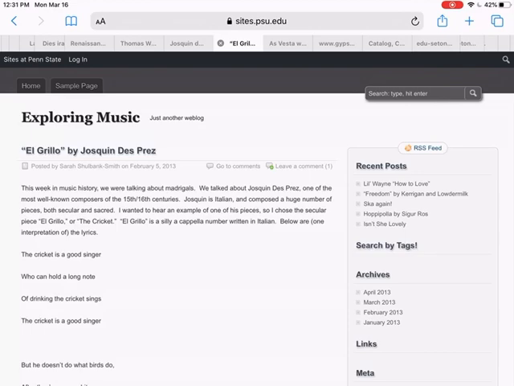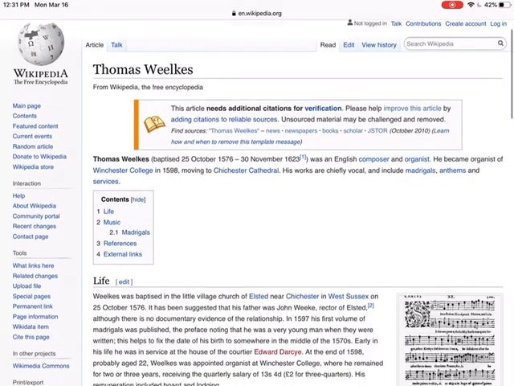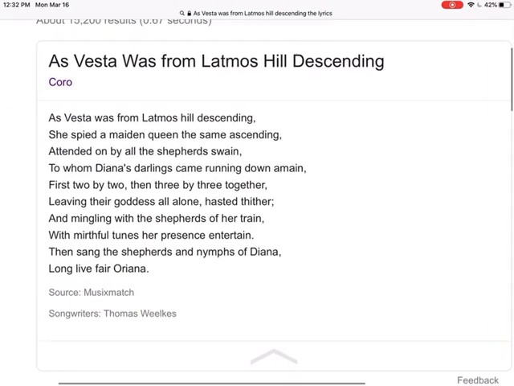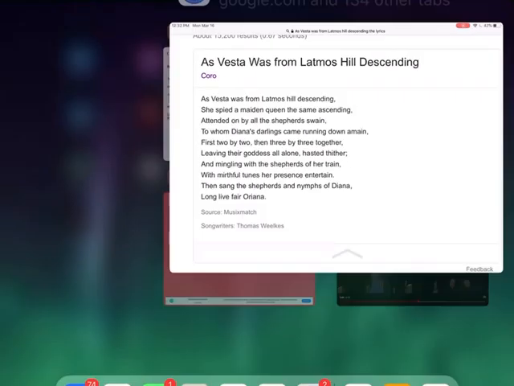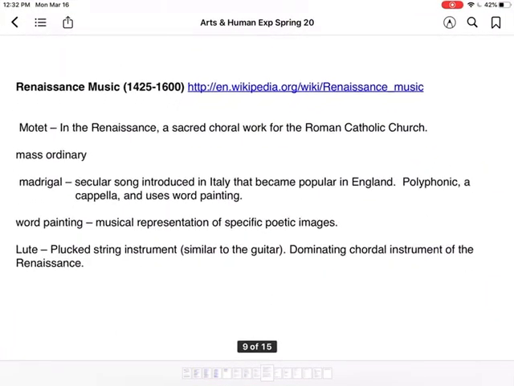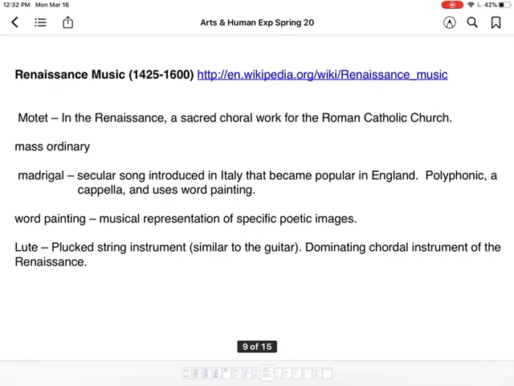Followed by Thomas Weelkes. There's your article on Thomas Weelkes, the English composer, and the text for As Vesta Was from Latmos Hill Descending. That link you might not have, but you have it in this video anyway, and you can look it up. And here's what we did, Renaissance music. So we focused on the madrigal, word painting, and how composers are making a living.